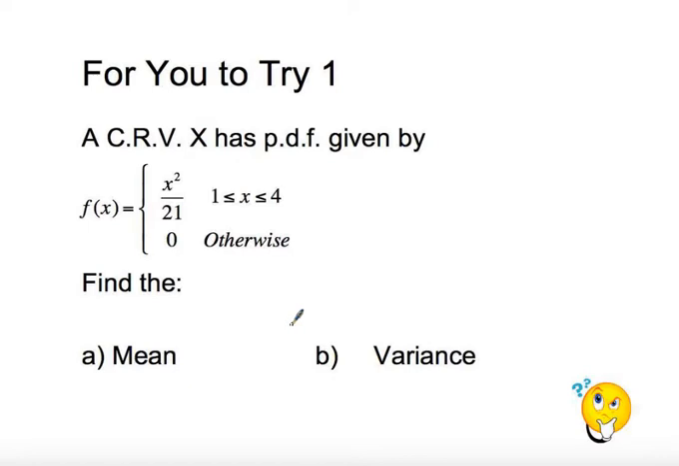So we have a continuous random variable x. It's got a probability density function defined as f of x is equal to x squared over 21 when x lies between 1 and 4, 0 otherwise. And just like the last example, I want you to find the mean and the variance. So at this point, pause the video, have a go at it yourself, and then resume when you're ready to check over the answer.